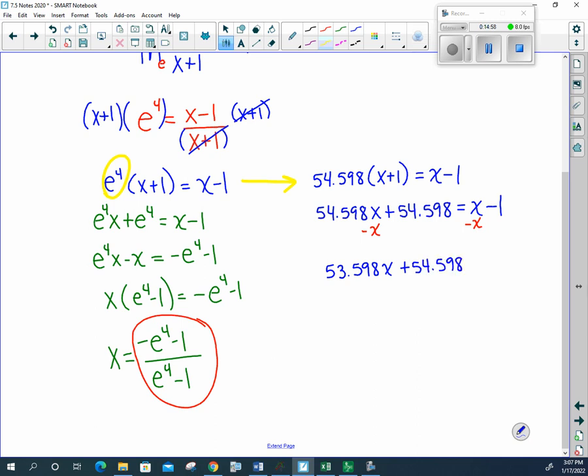54.598 equals negative 1. Okay, so now let's move the 54 over to the other side. So if I move the 54 over, it's going to be subtracting 54. Just think of it as the number 54. Don't worry about the decimals. So if you had a negative 54 and a negative 1, that would be a negative 55. So you have 53.598x equals negative 55.598. I lost a decimal there.